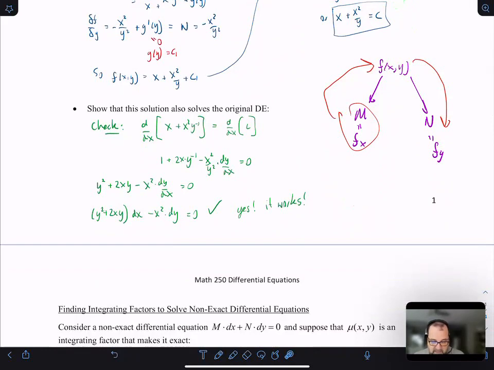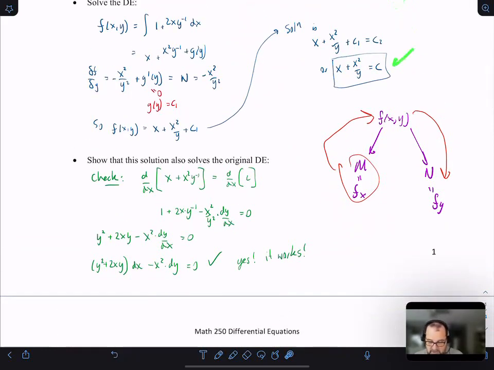So if we take our original solution and differentiate it implicitly, we get a derivative with respect to x of x is 1. Derivative of this with respect to x is 2xy to the minus 1. This is a product rule, of course. So the derivative of the first, 2x, times the second the way that it is. And then we get the first one, x squared, times the derivative of y to the minus 1, which is minus y to the minus 2, hence the minus and x squared over y squared. So this is what we get from implicit differentiation.